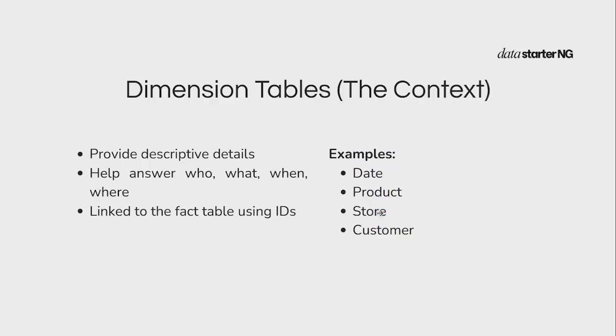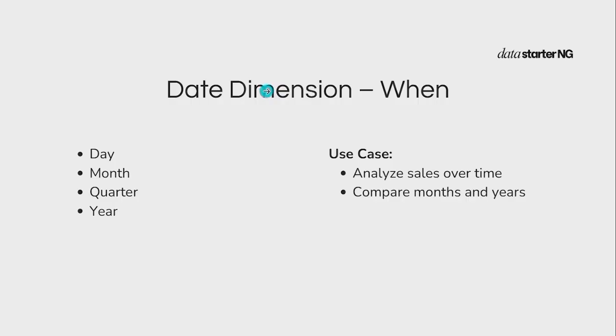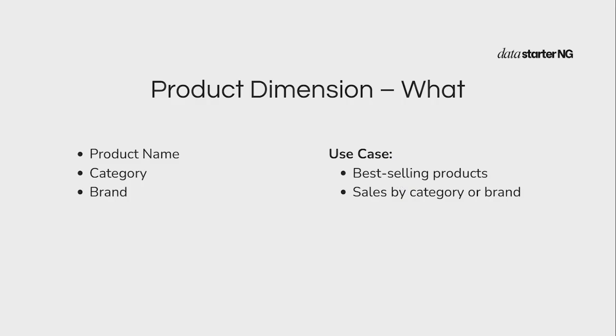Here's an example of a date dimension. Here are all the columns you can find there, and it helps us track the when, when did this happen. The use case is to analyze sales over time and compare months and years. And here's the product dimension. This one helps us know the what, what actually happened. Here are some example columns from the product dimension, and the use case is to find the best selling products and sales by category or brand.